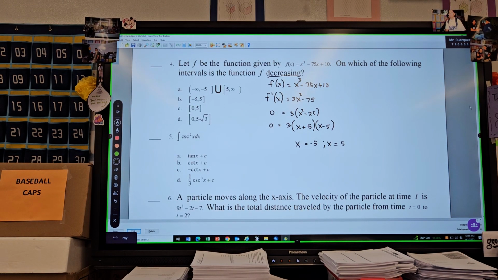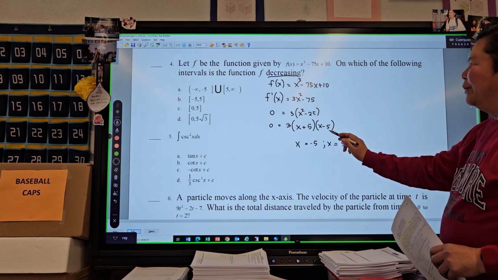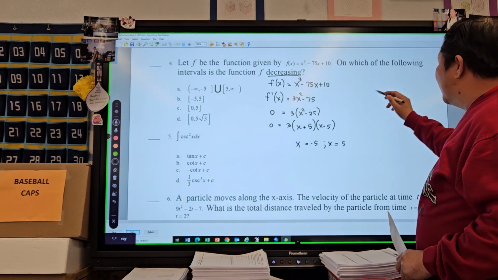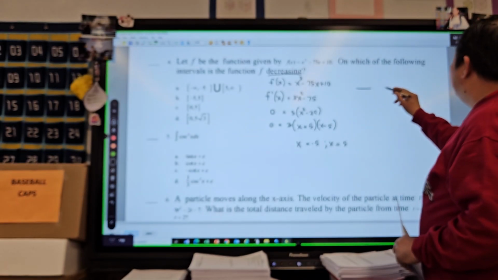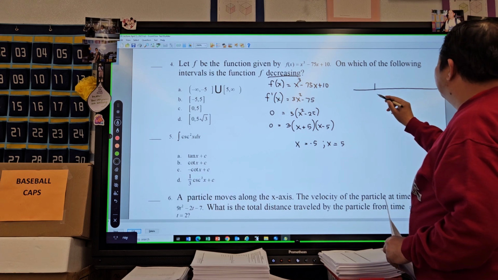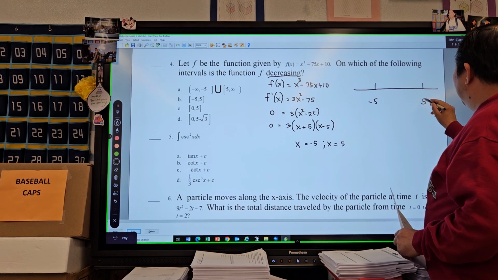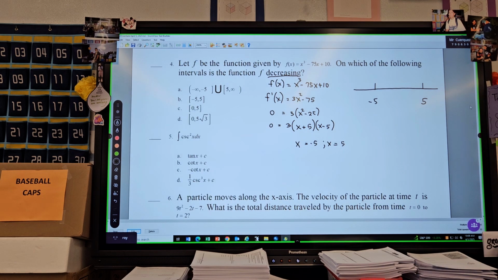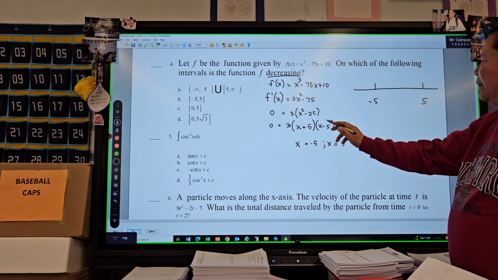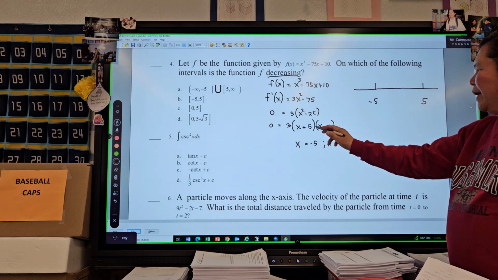So, what's next, guys? Gonna do now number line. Okay, number line, because we cannot decide which of these intervals is decreasing. So do number line, negative 5 to positive 5. And I'd like you to look at the factored form, this and this.